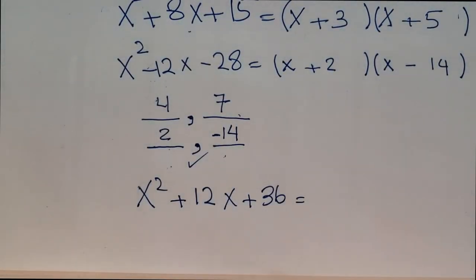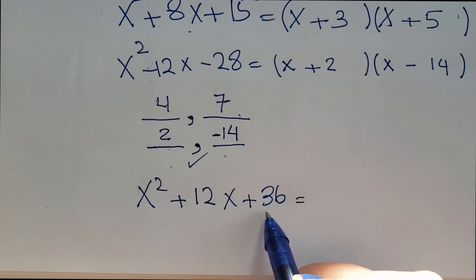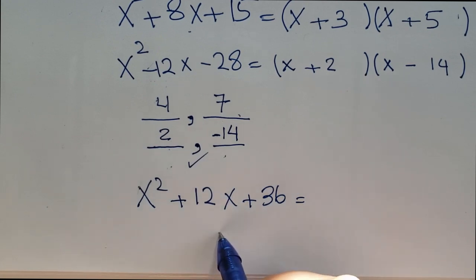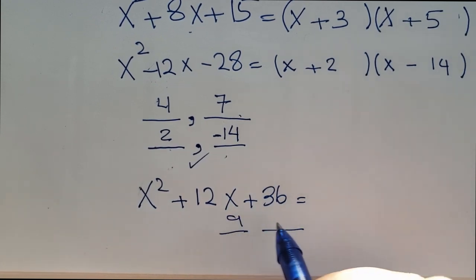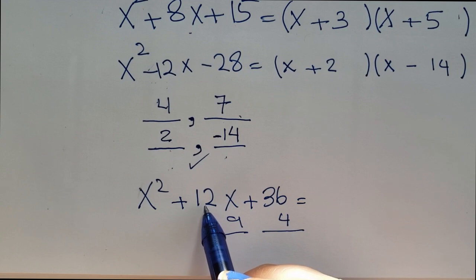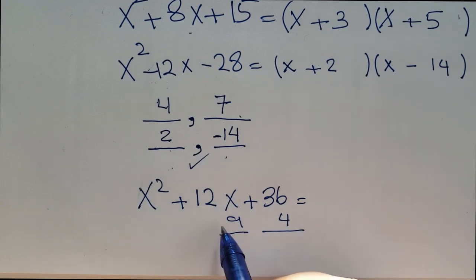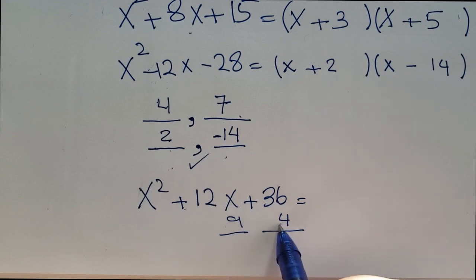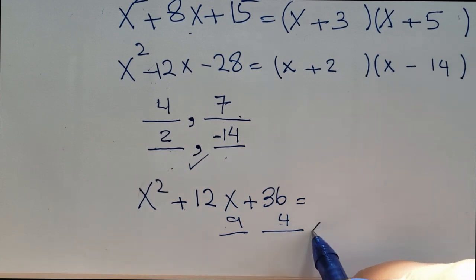Okay, let's do another example. Here, the two numbers added together are 12, and multiplied together are 36. What are the two numbers which, if we multiply them, we get 36? Let's say 9 and 4, which is not a good choice, because if we add them together, it wouldn't be 12. It would be 13. And because it's plus, both of them should be either positive or both of them should be negative. So that's not the choice.